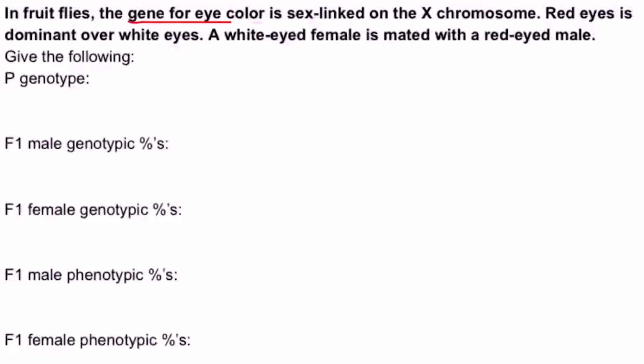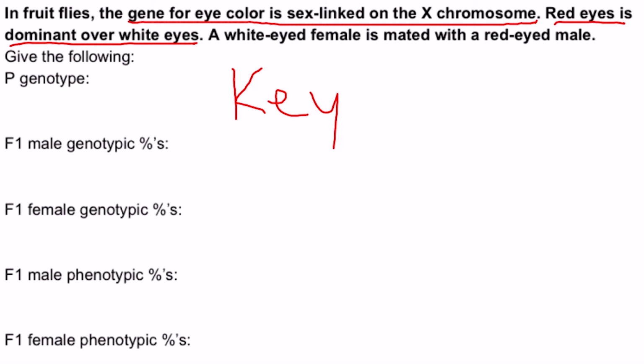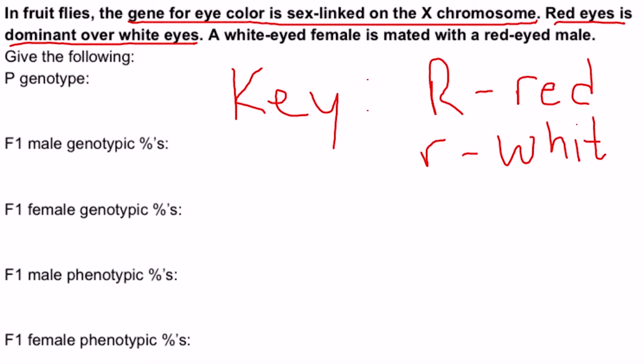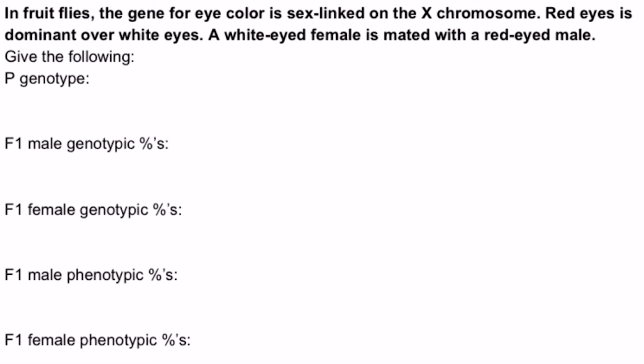So if that was a little confusing, we're going to try and explain it with another sex-linked question. So again, the gene for eye color is on the X chromosome, and again, red eye is dominant over white eye. So we're going to be using the same key as we did last time. So again, that's going to be large R, which is red, and little r for white. And this time it's going to be a white-eyed female, which is mated with a red-eyed male.